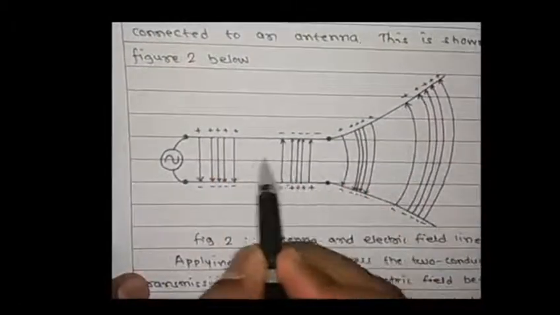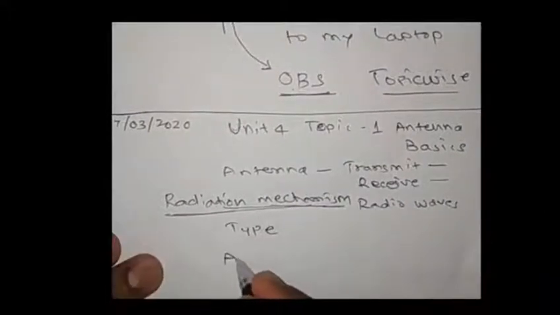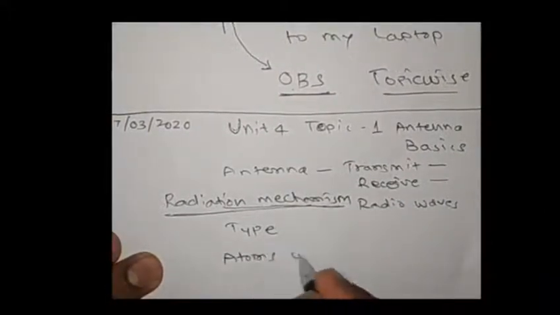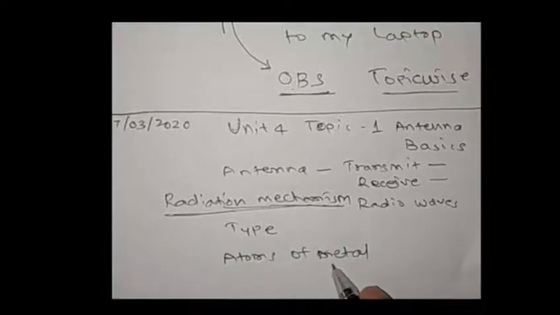So there are free electrons. Of course, we are talking about a transmission line and metal. So the free electrons are in the atoms of metal, and when these free electrons experience the force, then they get displaced, they move, and their movement results in a current.